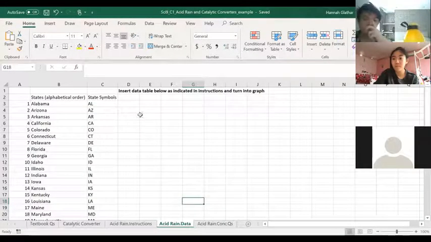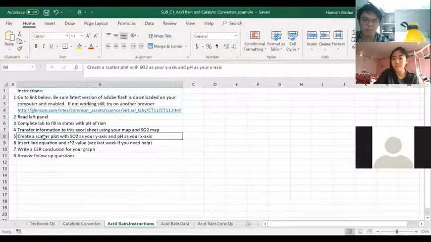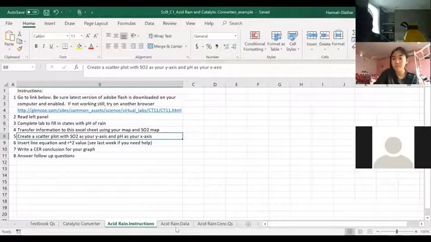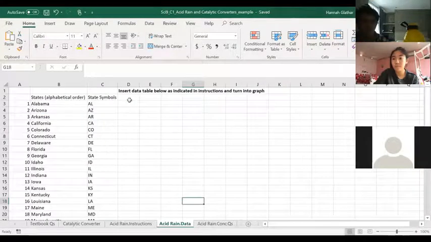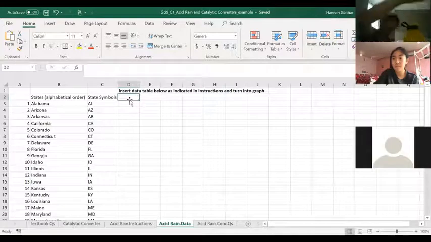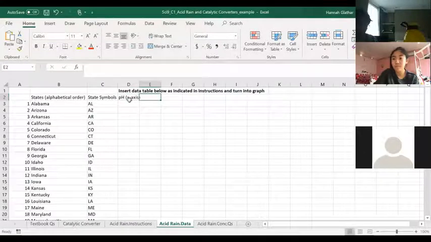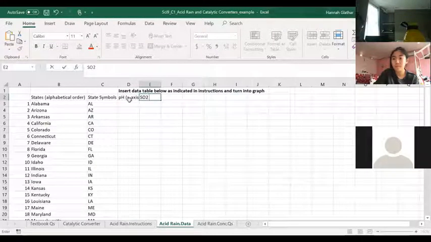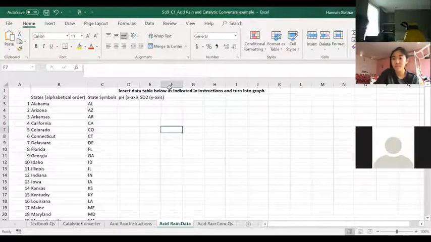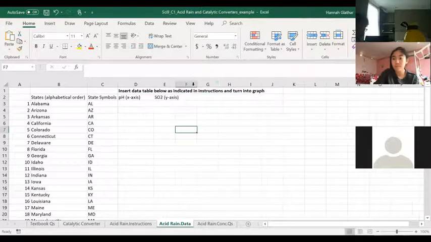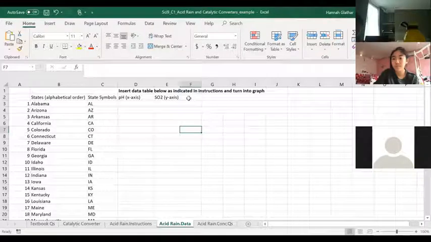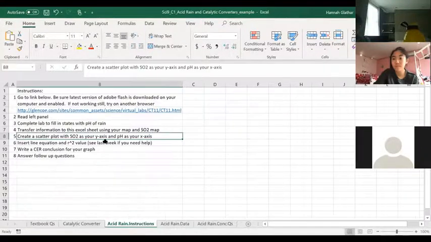So it was this acid rain table. The instructions were to create a scatter plot with SO2 as your y-axis and pH as your x-axis. So if you do that, you have your x-axis here, so that would be pH, right? That's our x-axis, and SO2 as the y-axis. So in order to do that, you would actually need to look and find both of these things from the map.